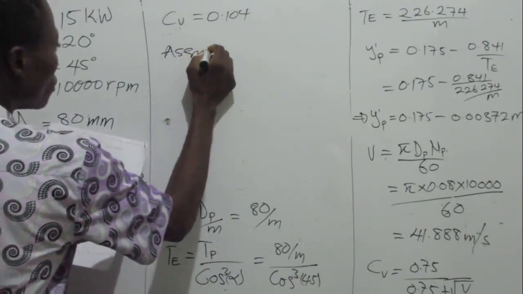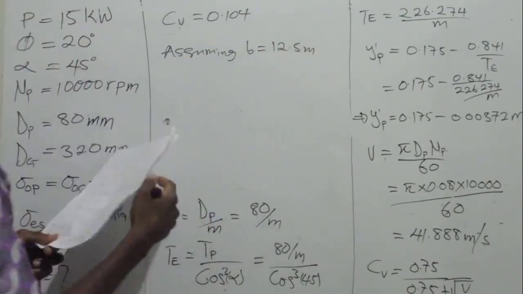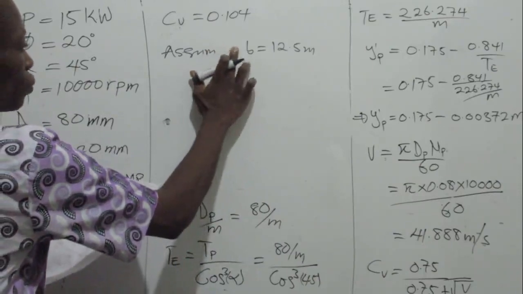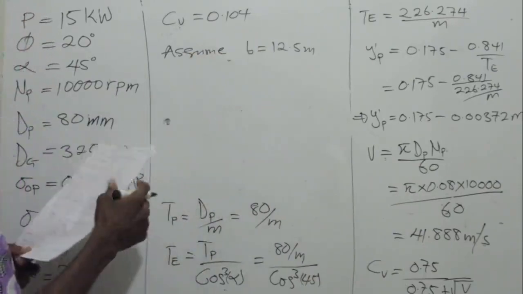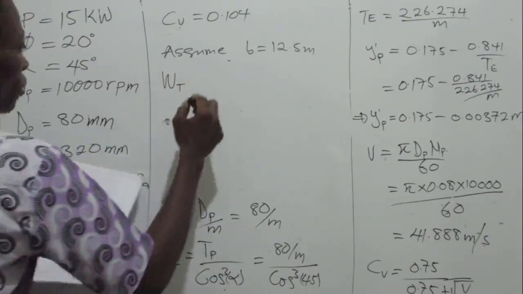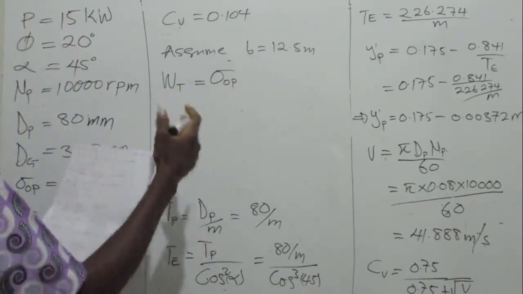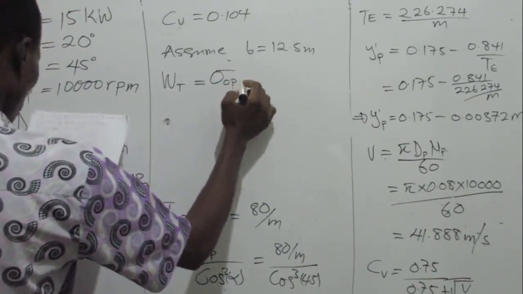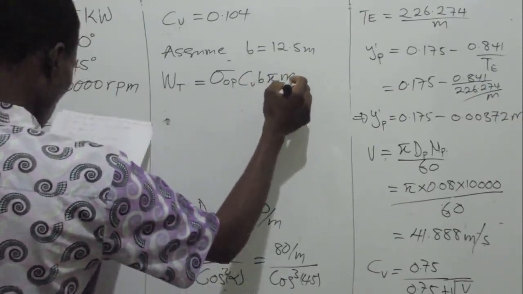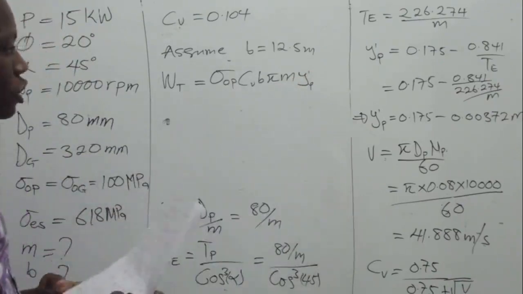Assuming B is equal to 12.5 m, and we also know that, so we assume B to be equal to 12.5 m, then we know that the WT, the transmitted load, is equal to sigma OP, which is the static stress for the pinion, CV, B pi M, Y prime P, and that is the Lewis equation, and this is what we are going to use for the gear design.